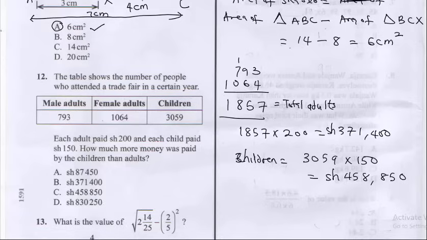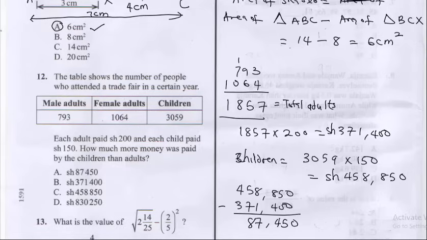So the question says how much more money was paid by the children than the adults. So we're going to subtract 458,850. We're going to subtract 371,400. Now this is going to give us, this is 0, this is 5. 8 minus 4 is going to give us 4. Put your comma. 8 minus 1 is going to give us 7. And we'll have 4 can go, you put 1. 15 minus 7, it's going to give us 8.